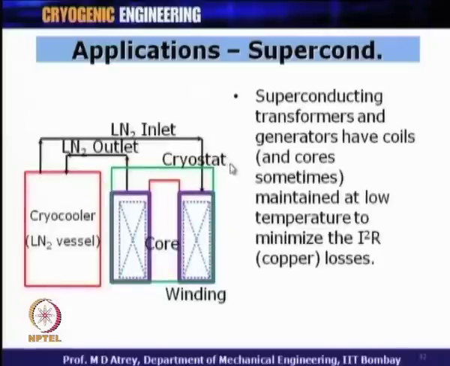Similar to this, the next applications are superconducting transformers, motors and generators. Wherever there are windings involved, wherever there are I square R losses, if we could put those windings in liquid nitrogen or liquid helium, the I square R losses are going to be absolute minimum or zero. There are different ways in which these superconducting wires could be achieved. Superconductivity of these wires could be achieved by various cryogenic arrangements, cryogenic systems that we have to study. However, because of superconducting transformers, generators and motors, cryogenics is reaching a commercial state now.